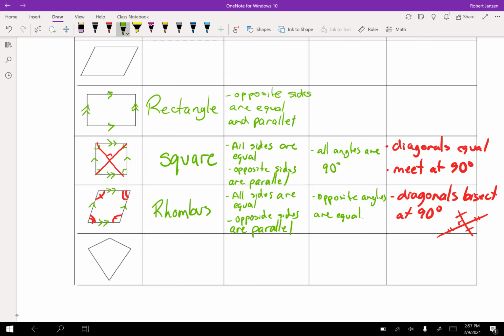Okay, what about angles? All angles are 90 degrees. And what about their diagonals? What do we know about the lines that would go like this? What do you think? Well, about all we can say in this case is that the diagonals are equal.